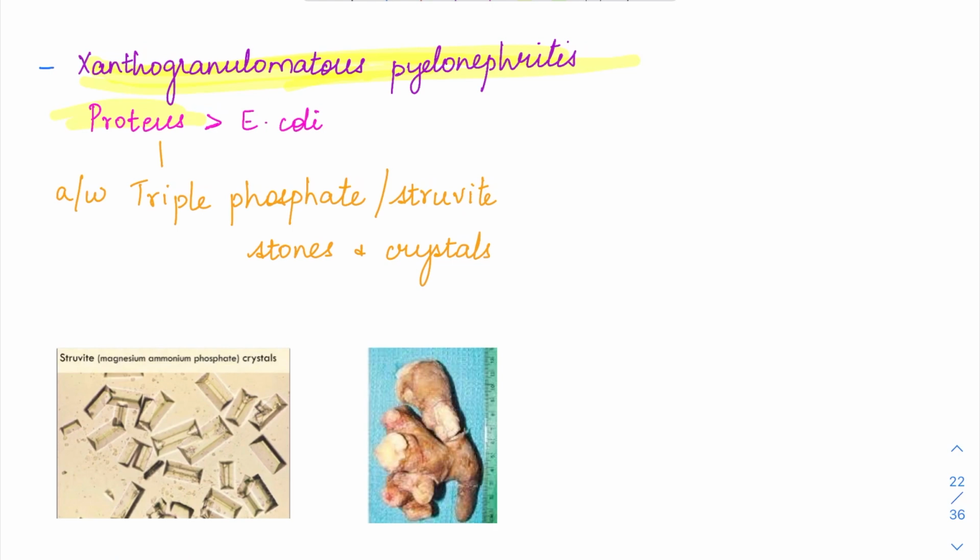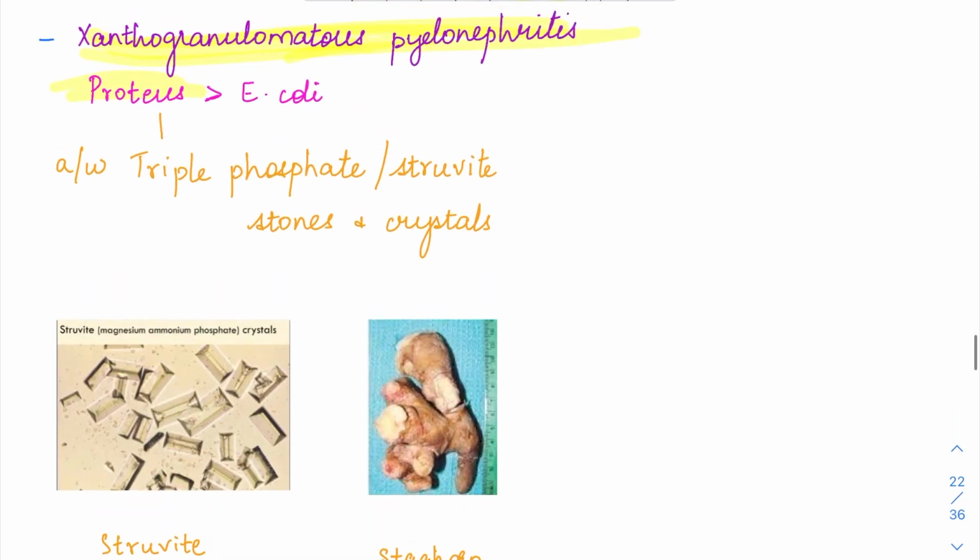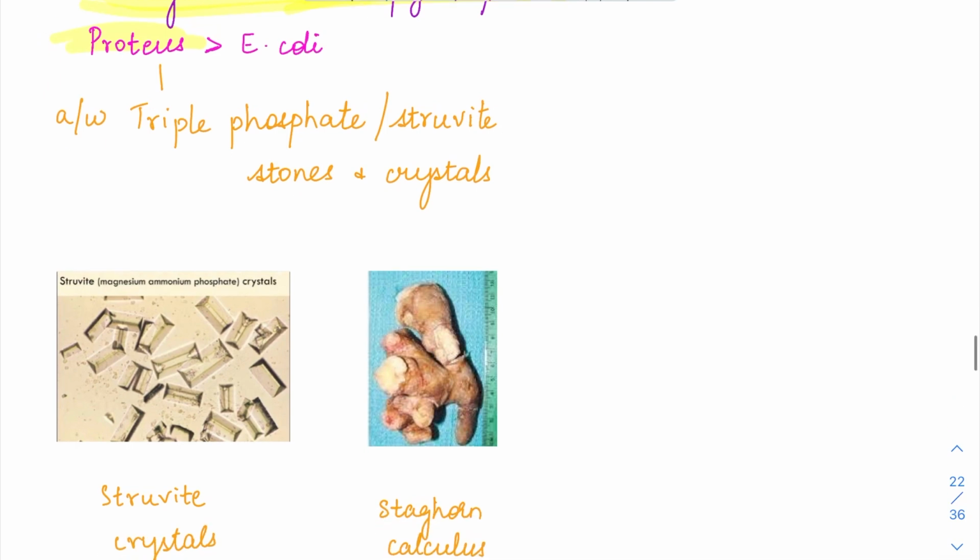So what does xantho mean? It is going to mean some kind of fat, lipid accumulation. So it is going to produce a granulomatous reaction. There will be macrophage collection which is filled up with these lipids, and that is what is called xanthogranulomatous pyelonephritis. And usually Proteus infection, and in this case xanthogranulomatous pyelonephritis, is going to be associated with the formation of struvite stones and crystals.